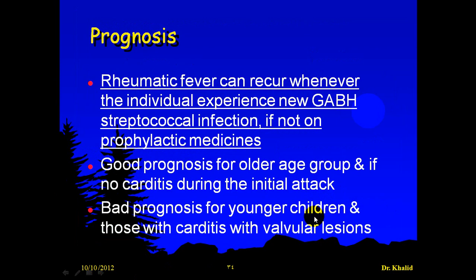Prognosis: rheumatic fever, as we said, can recur. The major manifestations recover completely, except rheumatic carditis and valvular disease. Individuals can experience new group A recurrent streptococcal infection if not on prophylactic medications or antibiotics. Good prognosis for the older age group, and if no carditis during the initial attack. Bad prognosis for younger children and those with carditis with valvular lesions.